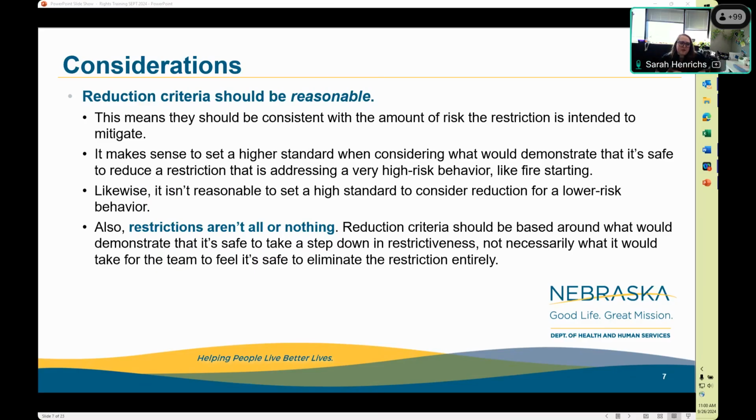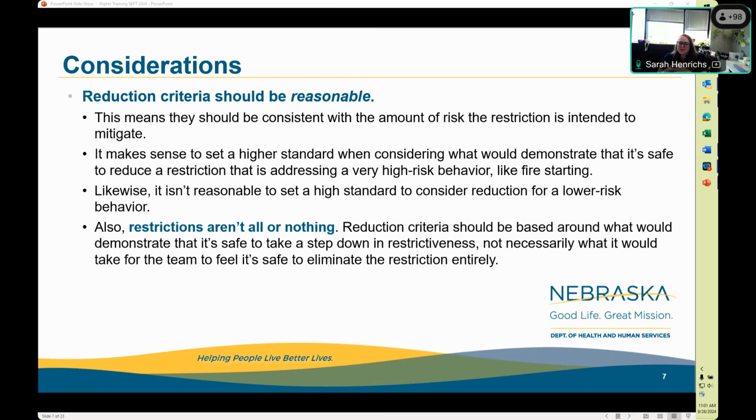And the other thing I want to ask you to be mindful of here is restrictions aren't all or nothing. I think sometimes we create reduction plans with the idea in mind of, what would it look like to be safe to have no restriction at all? That isn't what reduction plans are about. Reduction plans should be framed around what would it look like for us to decide that it's safe to take a baby step down, to go from no sharps, no forks, no nothing to supervised use of safety scissors and plastic forks.